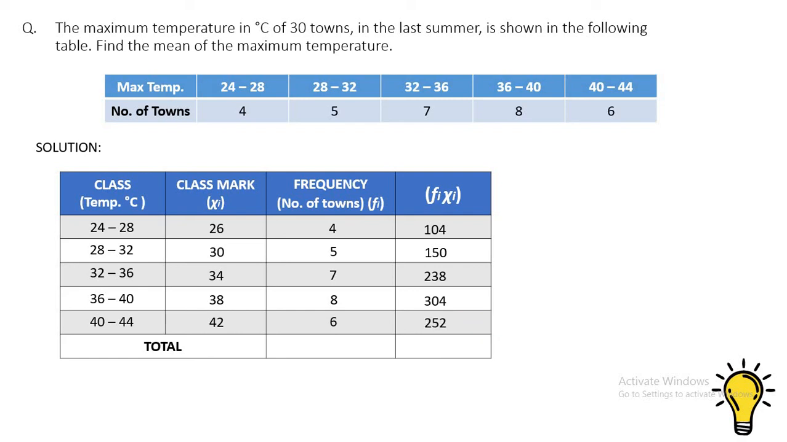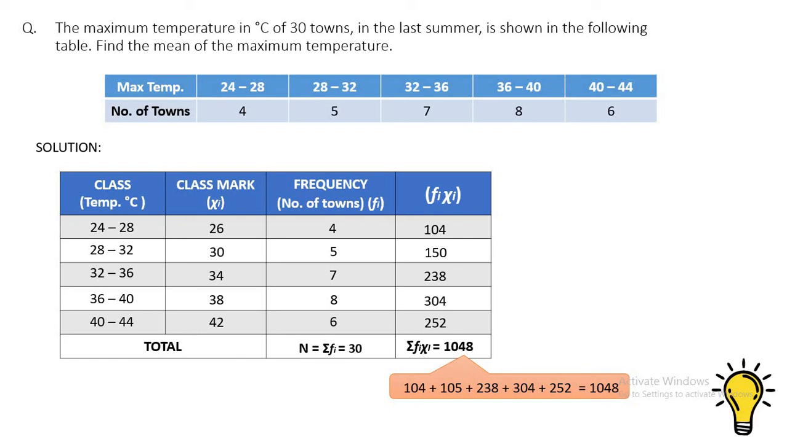Now is our table ready? No, class. You have to also find out the total, or the sum of the frequencies, as well as the sum of FiXi. Let's calculate the sum of frequencies. We'll add all the given values, that is 4 plus 5 plus 7 plus 8 plus 6 gives you 30. You remember the notation n, or summation of Fi, is equal to 30. Now similarly we have to find the total of FiXi. So let's sum it up. 104 plus 150 plus 238 plus 304 plus 252 is equal to 1048. Our first step is done, class.